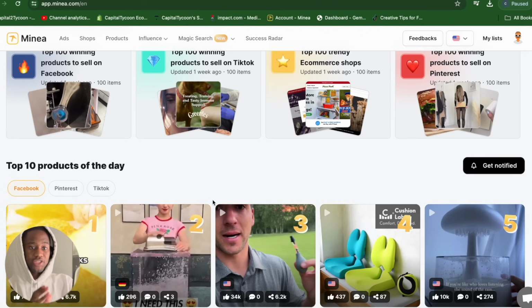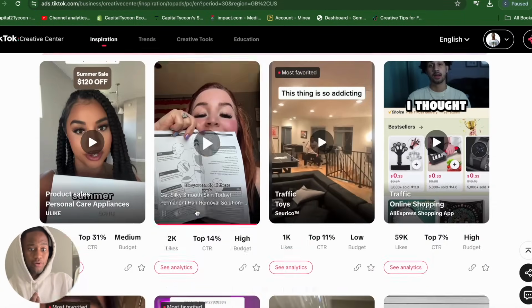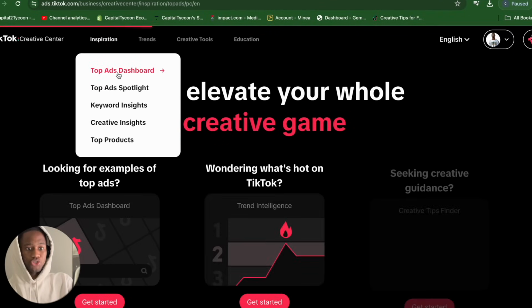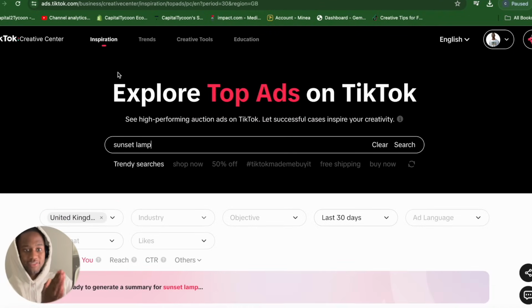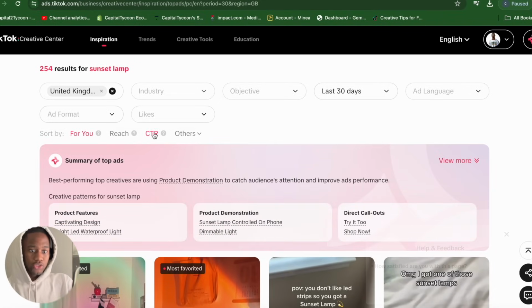And so the best way to do this is you need a method of finding winning creatives. A nice free method you can use is to come over to the TikTok Creative Center and go to the Top Ads Dashboard. Then you can sort by click-through rates.